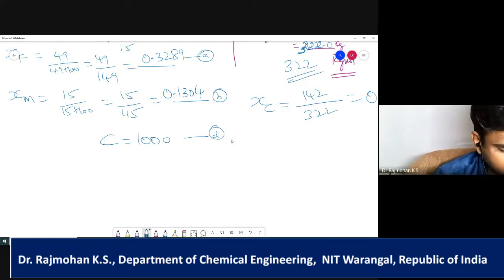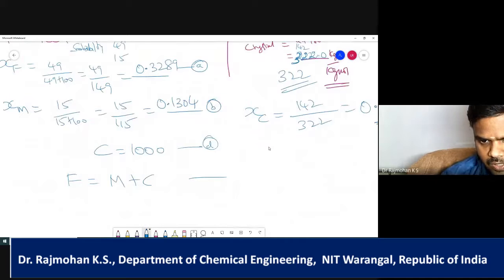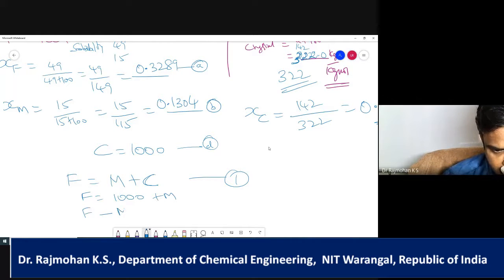Now we can write the overall material balance. What is that? F equals mother liquor plus crystal. Given any equation number earlier? No. So this is our equation number 1, and C is equal to 1000. I can write F equal to 1000 plus M, or F minus M equal to 1000. This is my equation number 2.